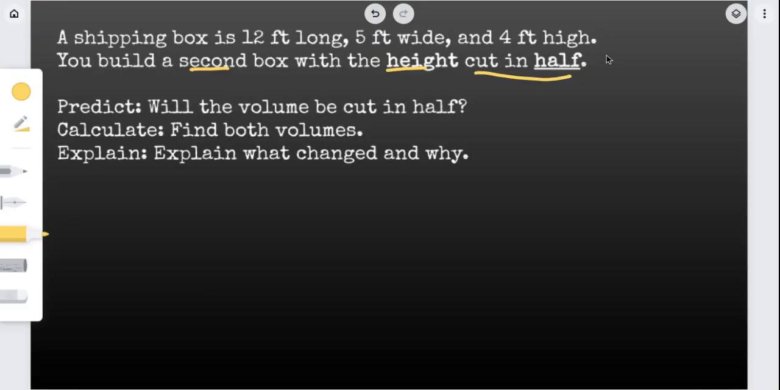I'm going ahead and thinking of, well, doubling is times 2. Half is the same as saying divide by 2. So we're going to need to predict, will the volume be cut in half? Well, I did learn that if I doubled one dimension, it actually doubled the whole volume. So I'm going to predict that if I cut one dimension in half, then yes, it will cut the entire volume in half. Then I will calculate and find both volumes. That means, again, the original and the new. Then I will explain what changed and why.